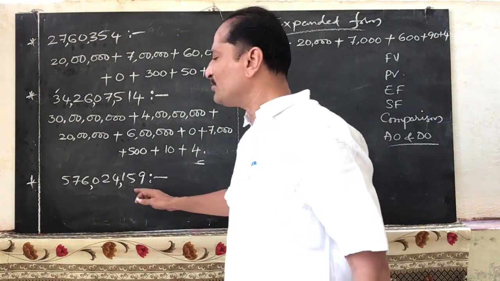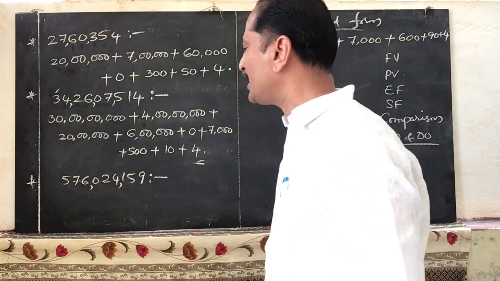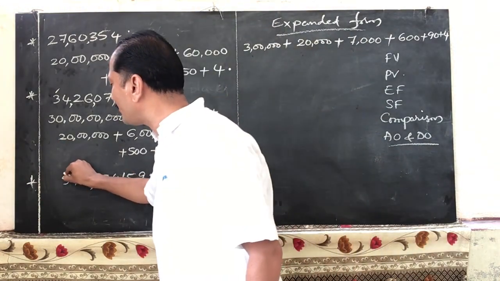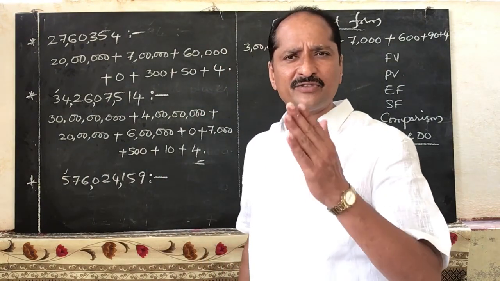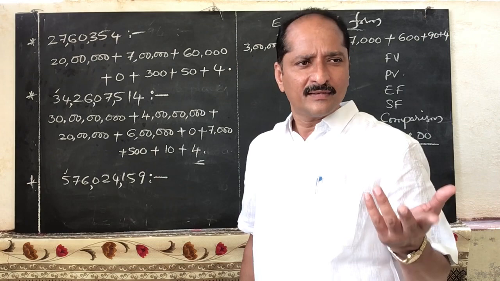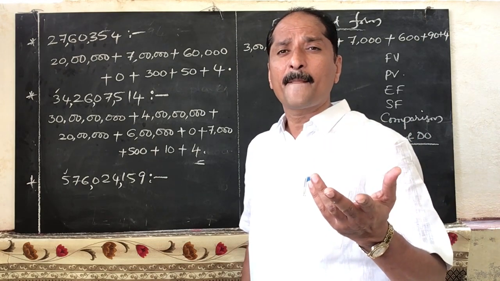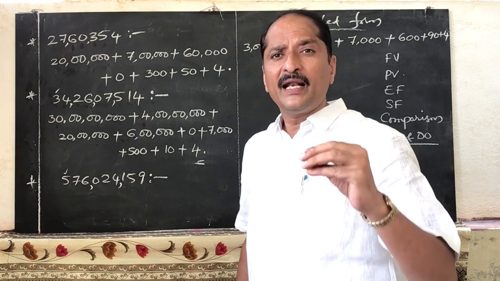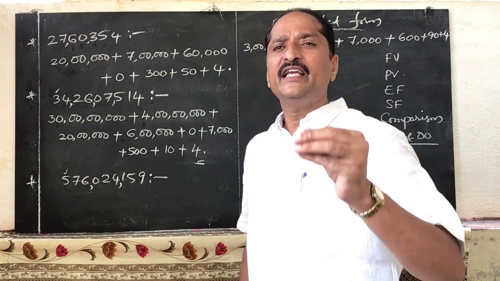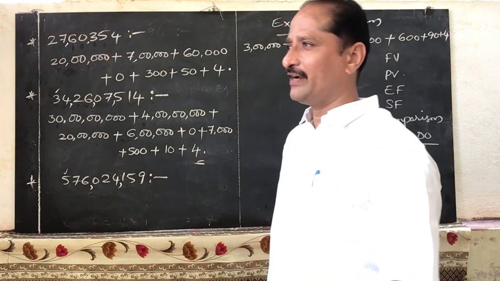Now to write down the expanded form in international system of numeration. Expanded form, once again, what is an expanded form? Yes, the sum of the place values of each digit of a given number is called its expanded form.